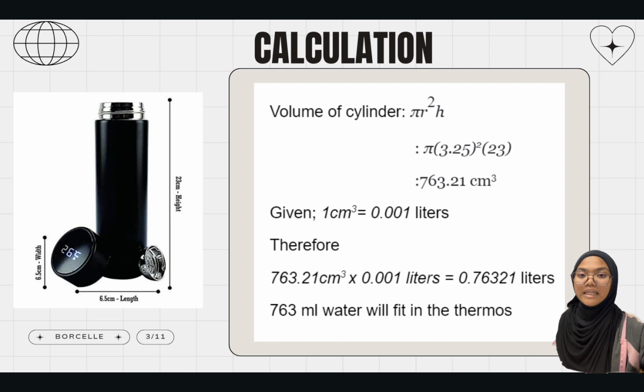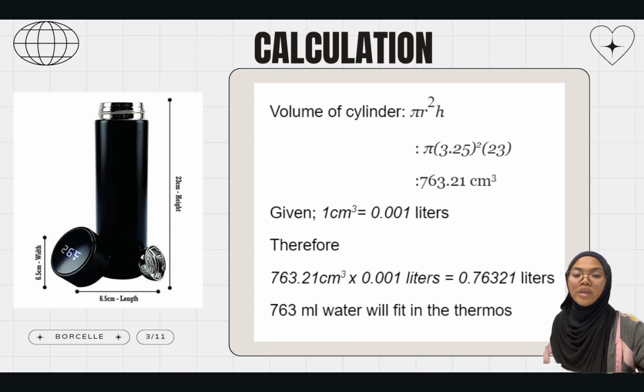Calculation. Volume of a cylinder is pi r squared h, which equals pi times 3.25 squared times 23, which equals 763.21 cm cubed. Given 1 cm cubed equals 0.001 liter. Therefore, 763.21 cm cubed times 0.001 liter equals 0.76321 liter. Therefore, 763 ml of water will fit in the thermos.